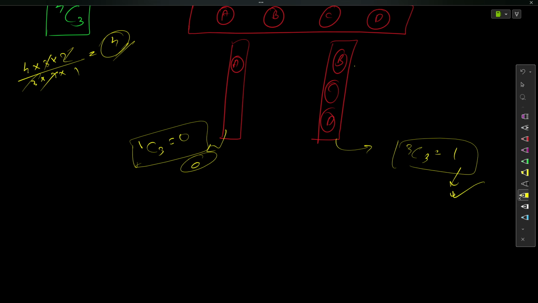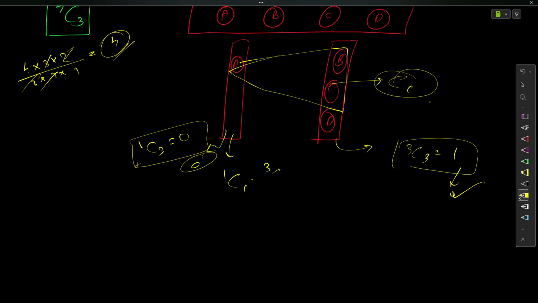Now, let's say this time, although you can start from any side, let's start with A. I can pair A with BC, combination 1. So this is like 1C1, I'm choosing one element at a time, multiplied by 3C2. If I evaluate this, I'll be getting 3. Okay, so the answer is 3. So a total of 3 combinations are possible.